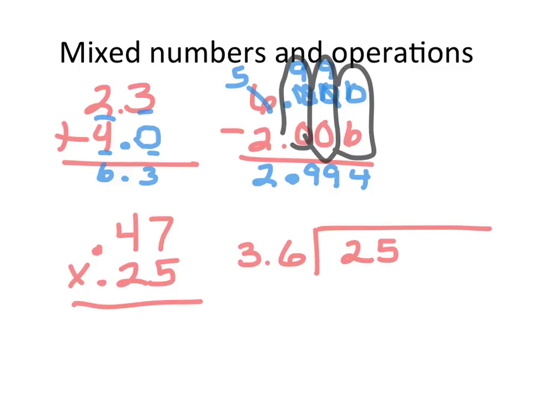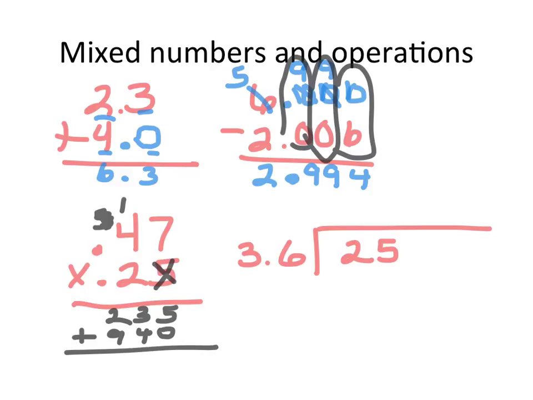When we multiply, we can just do the problem first. 5 times 7 is 35. 5 times 4 is 20 plus 3 is 23. I'm done with this number. I put a 0. I cross out this. I don't need it anymore. 2 times 7 is 14. 2 times 4 is 8 plus 1 is 9. I add them together and I get this.